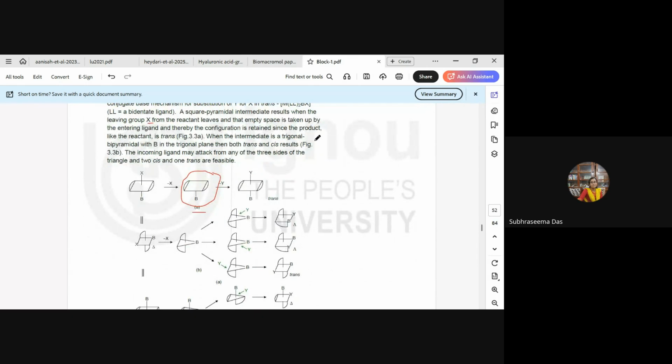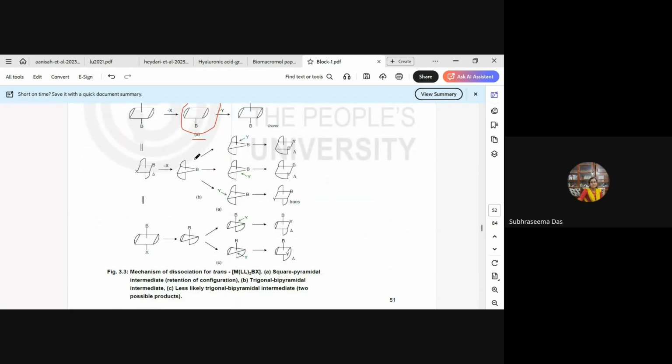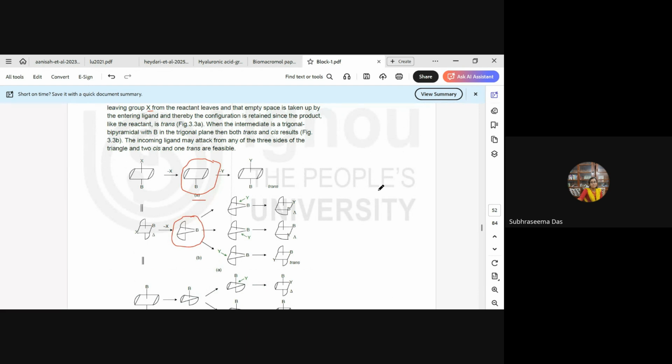Now when the intermediate is trigonal bipyramidal, that is a TBP structure, with B in the trigonal plane, then both the trans and cis products are formed. So here in 3.3b, whenever there is a possibility that the intermediate will be of trigonal bipyramidal structure, in this case both trans and cis products are formed.